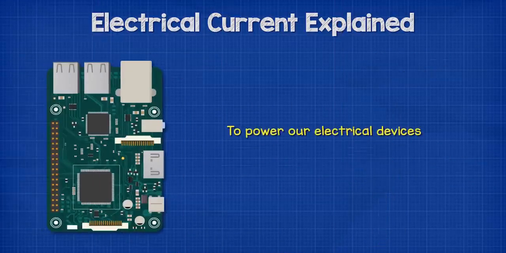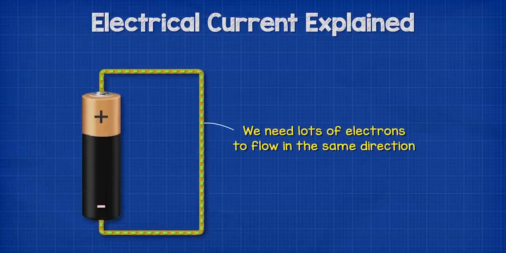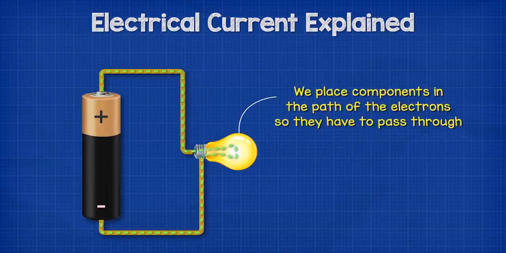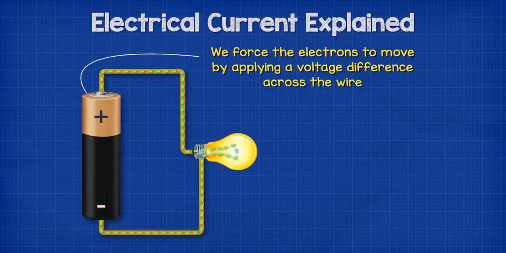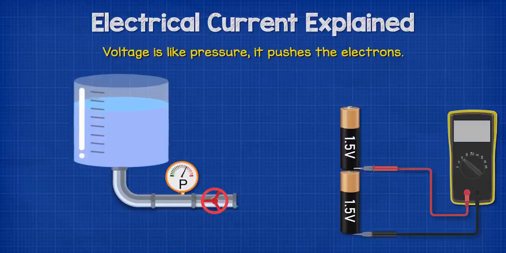For us to use electricity to power our devices, we need lots of electrons to flow in the same direction along a circuit. We can then place things like lamps in the way of these electrons so that they have to flow through it and generate light and heat in the process. To do this, we need to force the electrons to move, and we can do that by applying a voltage. Voltage is the pushing force.